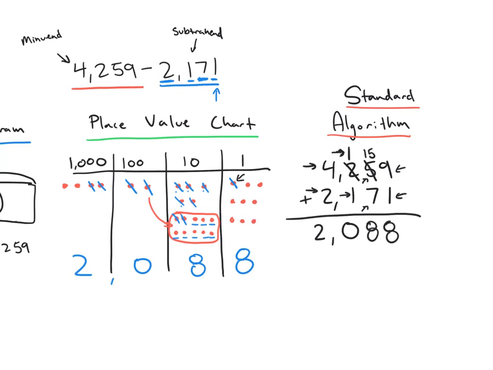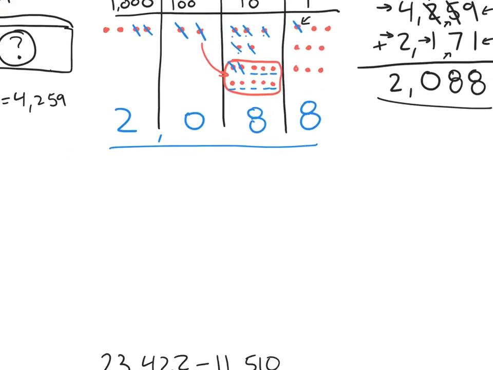So you see in both cases with the place value chart and the standard algorithm, I get the same answer of 2088. So hopefully seeing these two strategies being used at the same time, the place value chart and the standard algorithm, can help you see the connection between the two different strategies. So now we're going to move on to another problem.